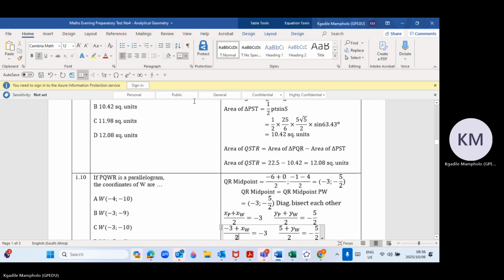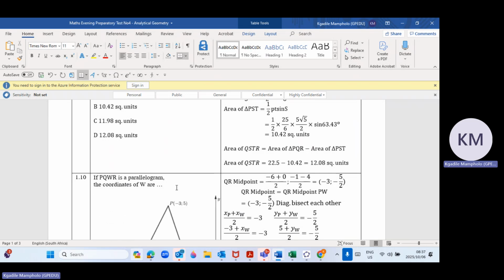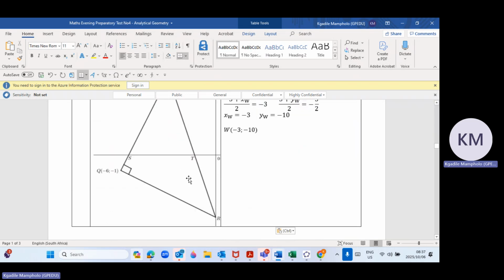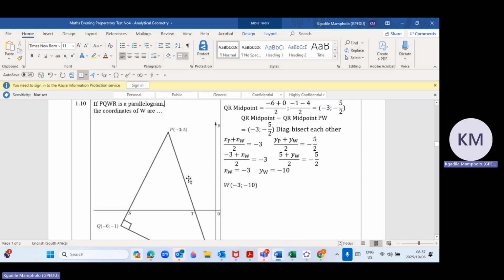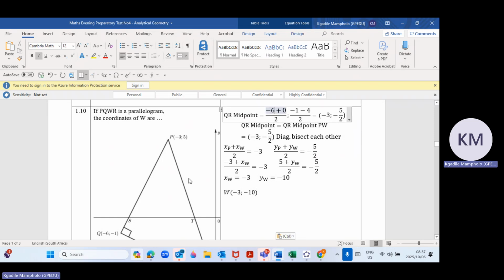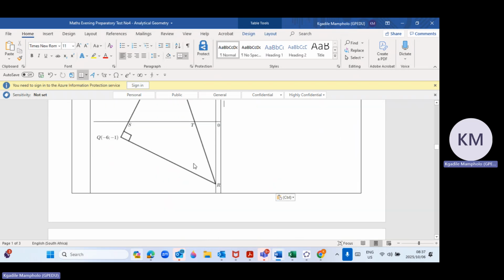1.10, if PQWR is a parallelogram, the coordinates of W. Now, if they give you a letter that was not initially given on the diagram, just follow the order. If they say PQWR, you look at the order here. We talk about PQWR. P is up there, Q is here, it means W will be here.